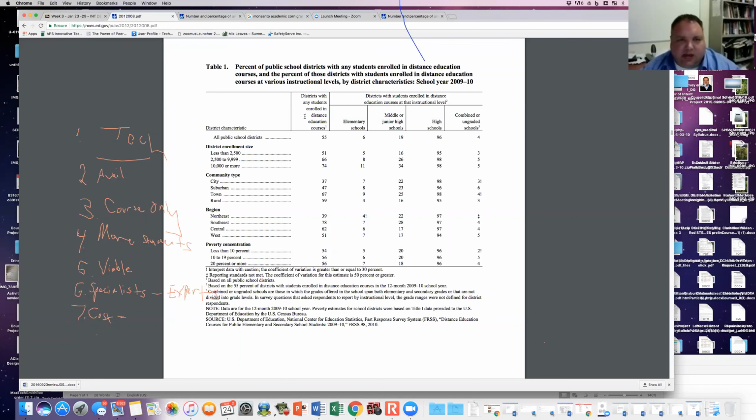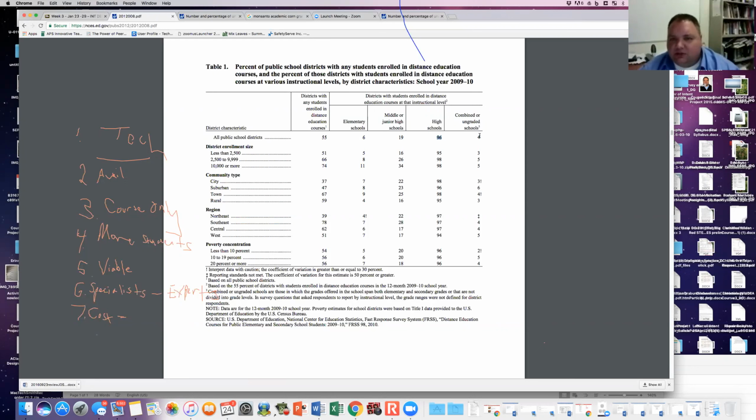And just to explain the table, basically, districts with any students enrolled in distance education courses. In the 2009-2010 school year, only 55% of the school districts had students enrolled in distance education courses. We're going to compare to higher education in a minute. But out of those 55%, 6% of elementary schools had students taking a distance course. 19% had middle school and high schools. And out of those 55%, 96% were represented by students in high schools.